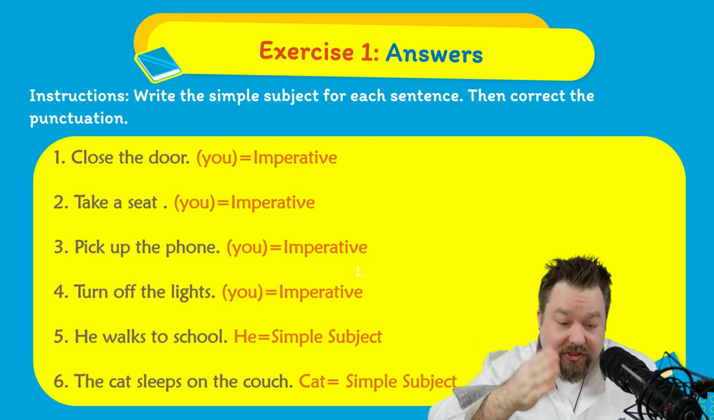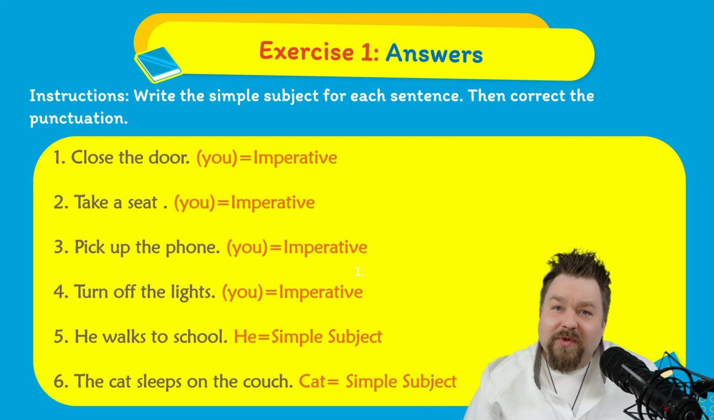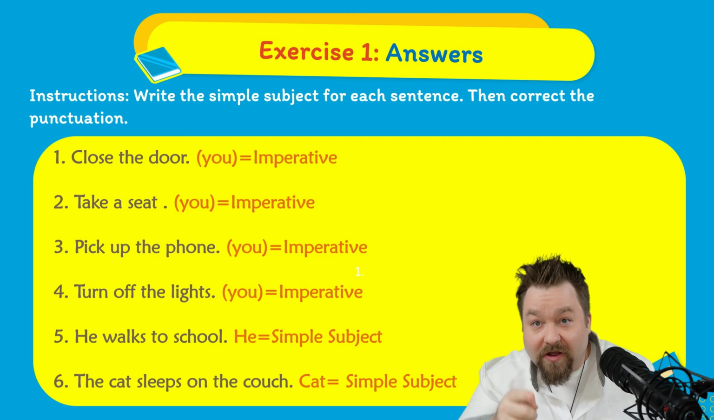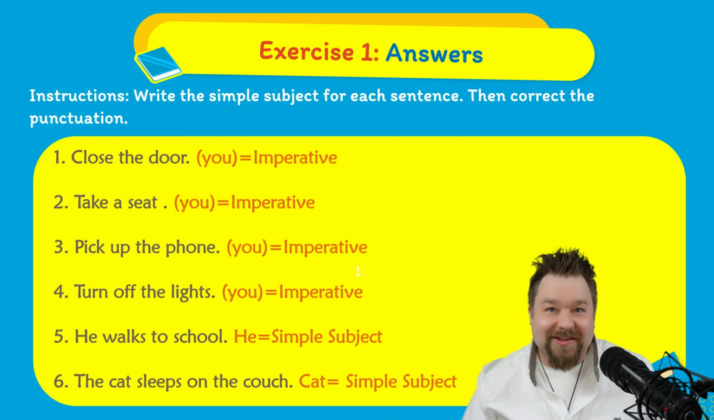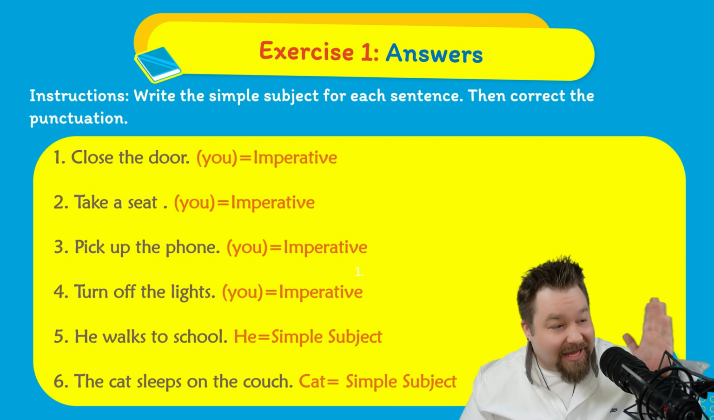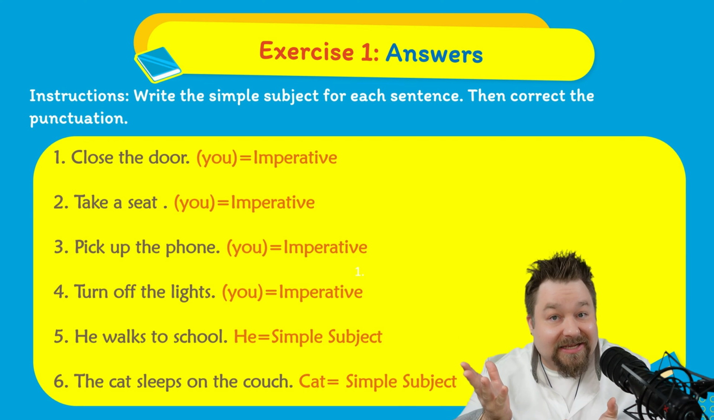Number 4, turn off the lights. Who turns off the lights? You. You're still doing it because it's an imperative. Turn off the lights. You. Number 5, he. Look at that. It's a normal sentence already. He, what does he do? Walks to school. Our simple subject is he.